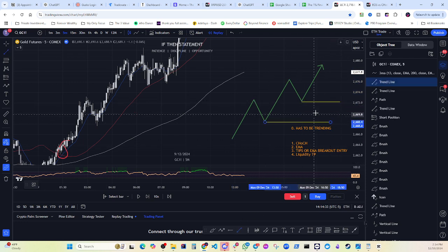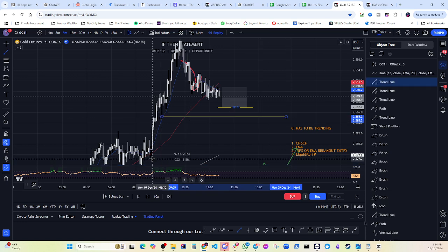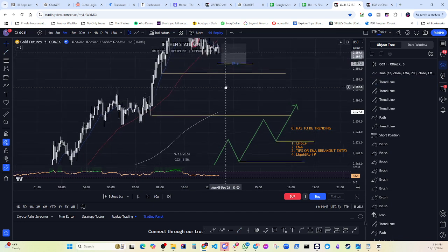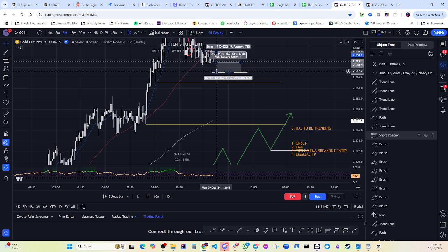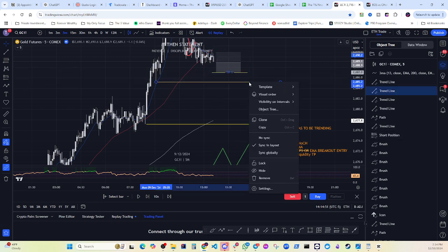Liquidity is here. I'm going to put my last TP at liquidity. It came up, it came down a little bit right there. That is where liquidity is at. I can choose whatever I want. I can have 3 TPs if I want to. Just keep 2 TPs to make it simple.